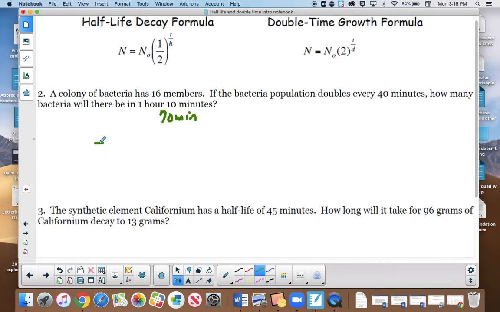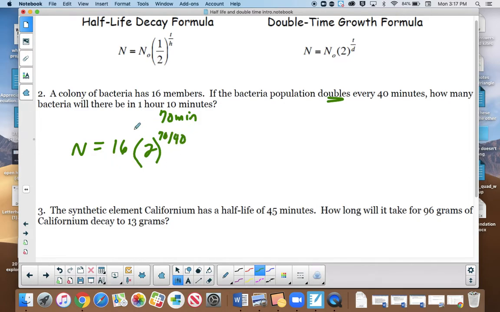So this is what we're looking for, the amount or the number after time. So we're looking for the n value. The original was 16. This is, again, a doubling problem. So we're going to use our base of 2. And then we want it to be the time over the doubling time. So the time that it took was 70 minutes, and the doubling time is 40 minutes.